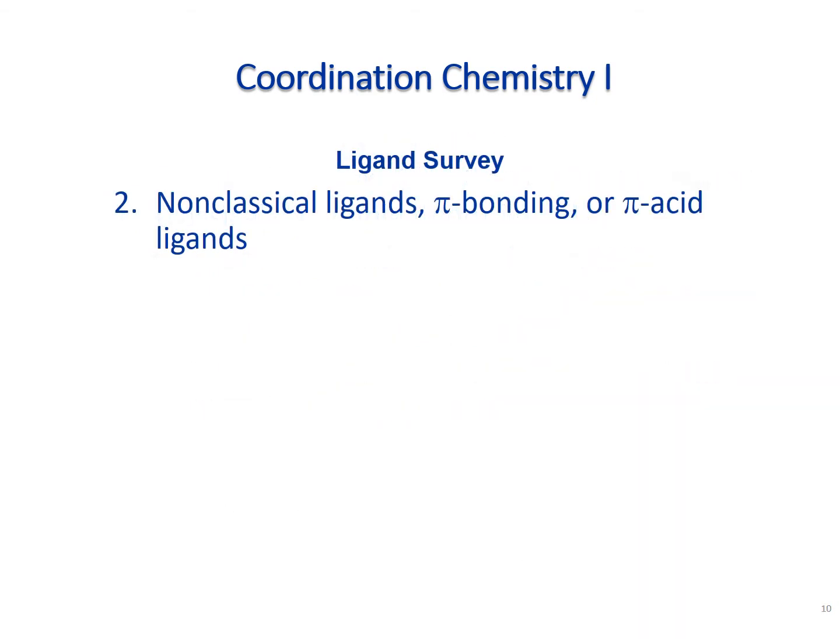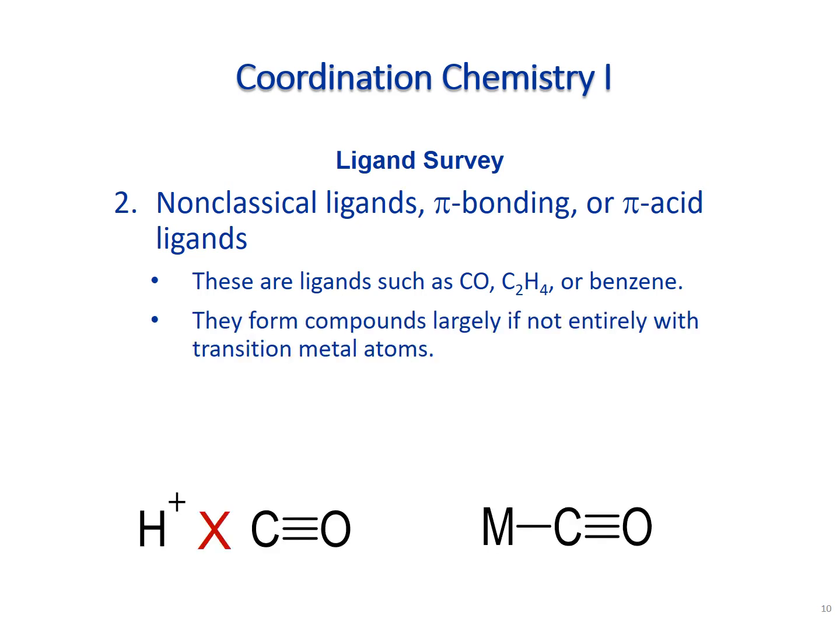Then we have non-classical ligands, pi bonding or pi acid ligands. And we will talk more about these in the future. They're a little bit more challenging to understand why they bond the way they do. So they're ligands like CO, so a carbonyl ligand, benzene, for example, some things like that.